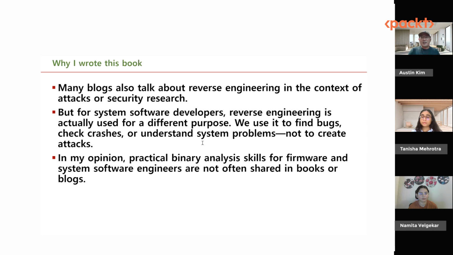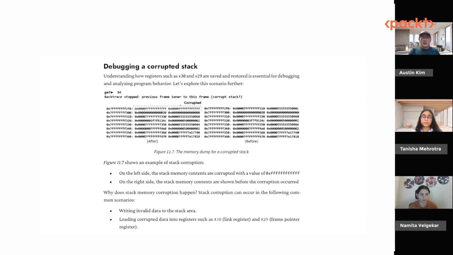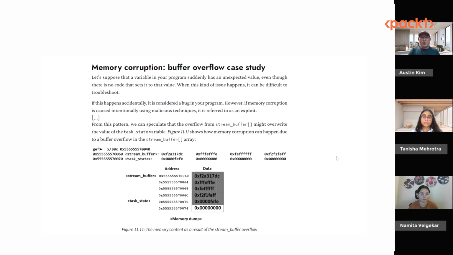Instead, it shows real debugging and analysis techniques. So please take a look at the screenshot of this book that highlights the key features. What you can see is kernel binary analysis with the crash utility. Here you can see debugging a corrupted stack with a debugging patch and exposing the stack corruption. Then you're going to see a case study of memory corruption such as buffer overflow. One of the book's highlights is that it focuses on hands-on techniques for analyzing kernel and firmware binaries.